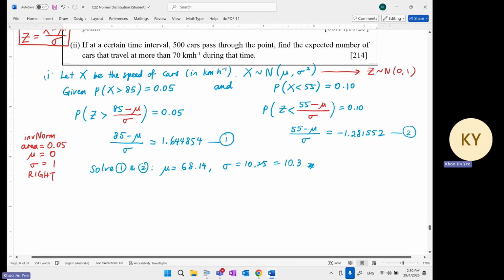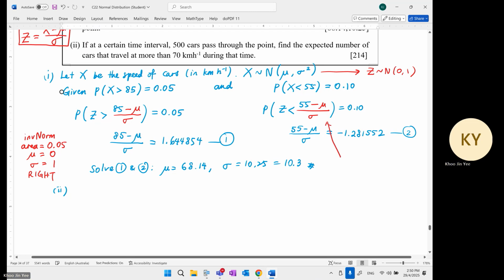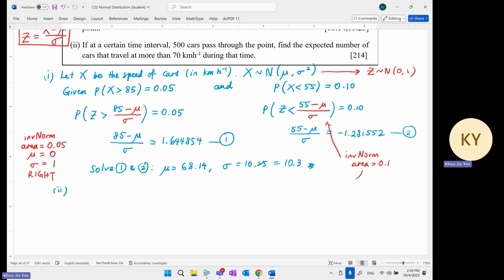Okay, so this is part 1. And now, part 2. Okay, in case you are not sure what to key in for this one over here, okay, inverse normal. Area is 0.1, mu is 0, standard deviation 1. This is your left tail inverse.